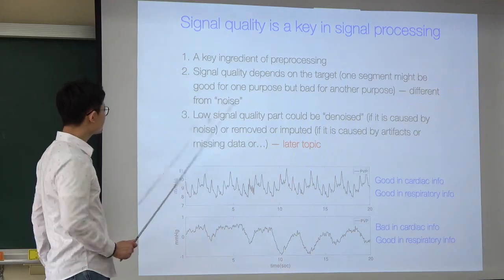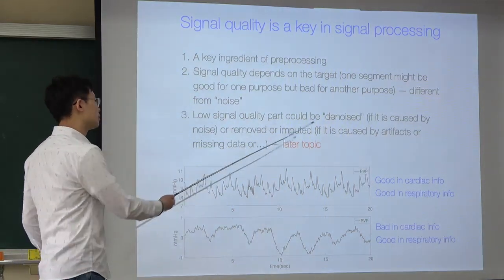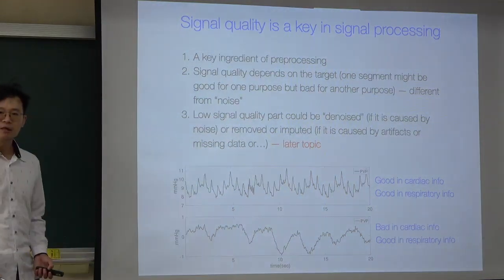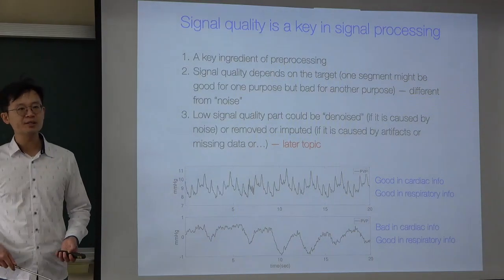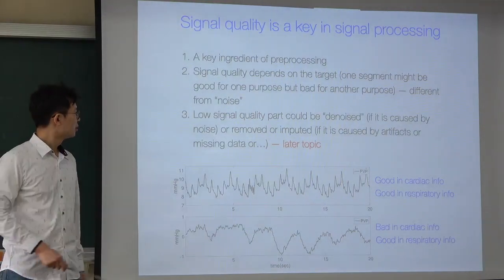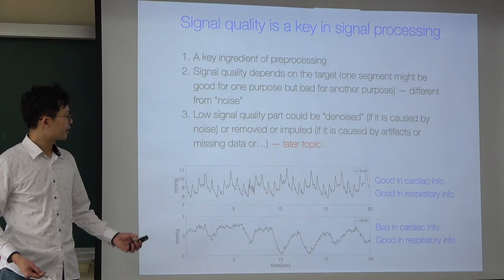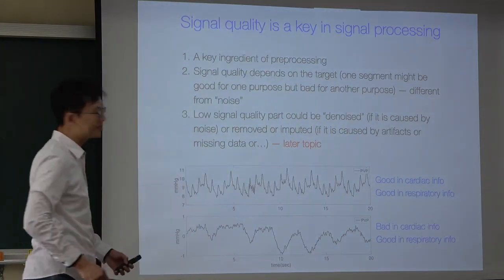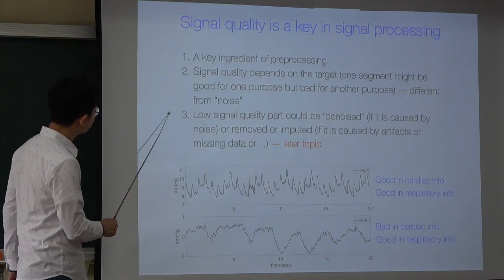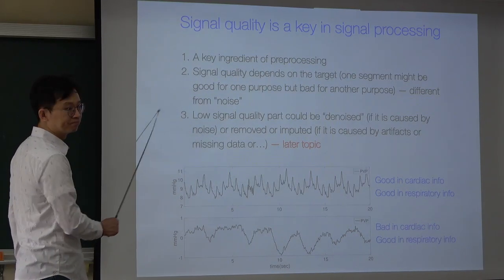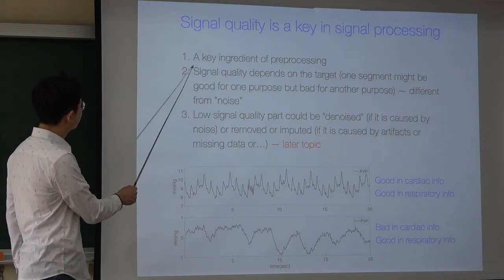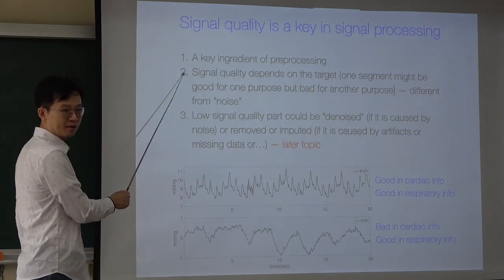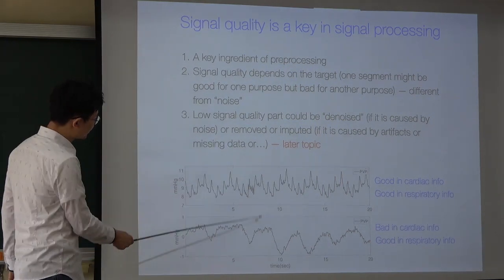The low signal quality part could be denoised if the low signal quality is caused by noise, or it can be removed or imputed if it's caused by artifacts or missing data, etc. The third part will be a later topic that I have told you, and this one I will show you the second part. Look at these two examples.